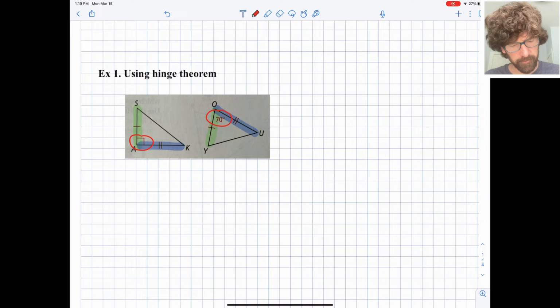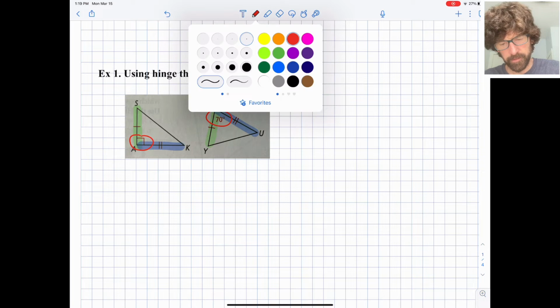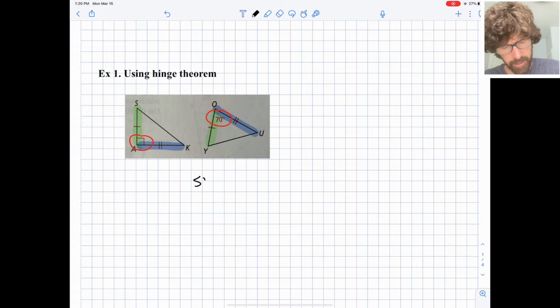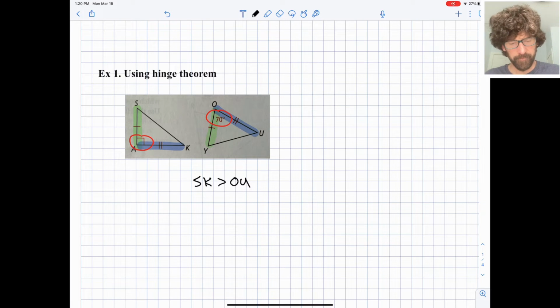So since that right angle at angle A is larger in measure than angle O, what we can conclude is SK must be larger than OU. Okay? And that's pretty much all we can conclude at this point. SK has a longer length than OU.